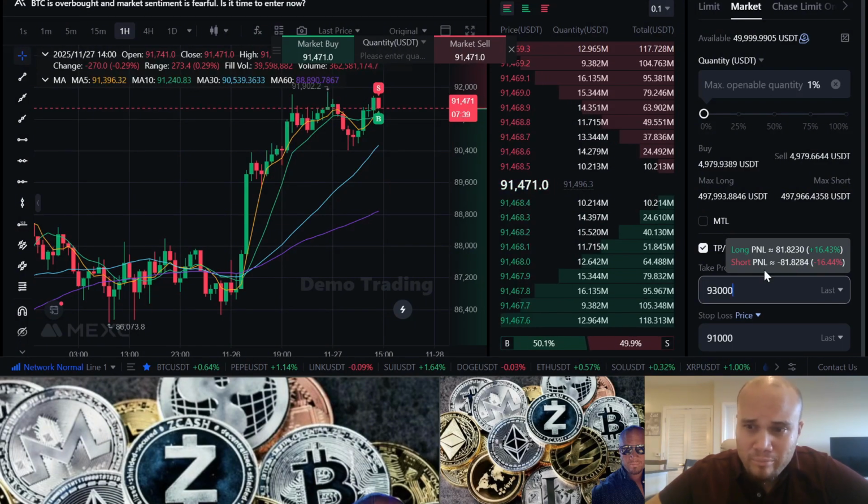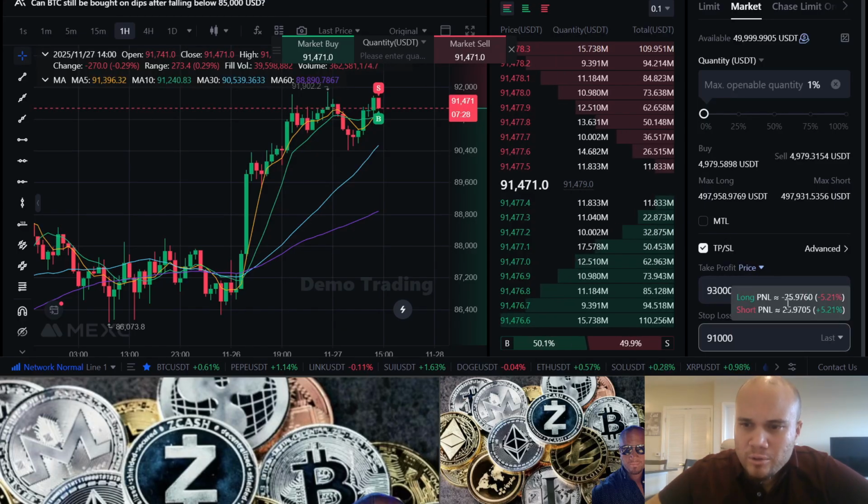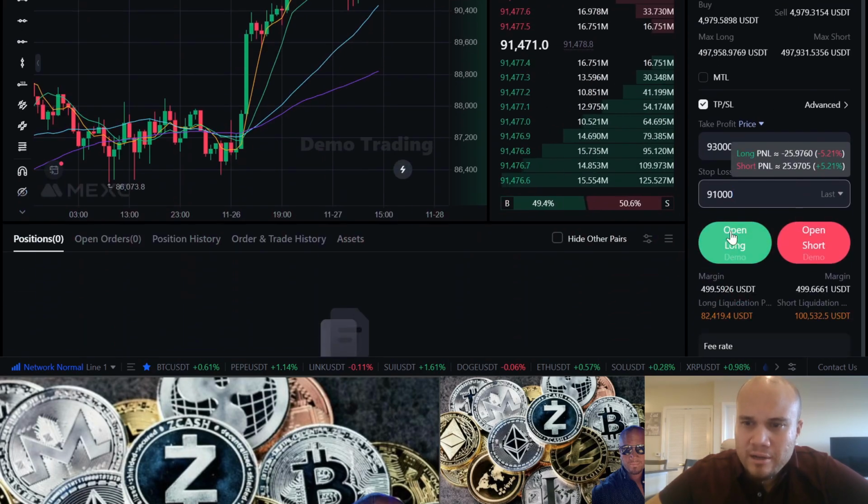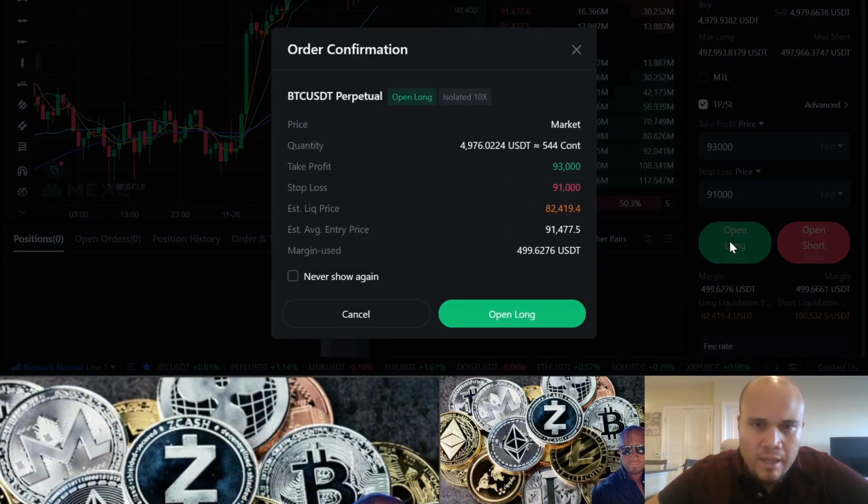But if you're going to do a short, then you probably have the prices set differently here. Okay. Anyways, moving on. So on this long, you'll make $82. On the stop, you'll lose $25, and I think that's acceptable for this trade here. And I will move on down to where it says open long. I'll click the open long, and it will put me in an open long.